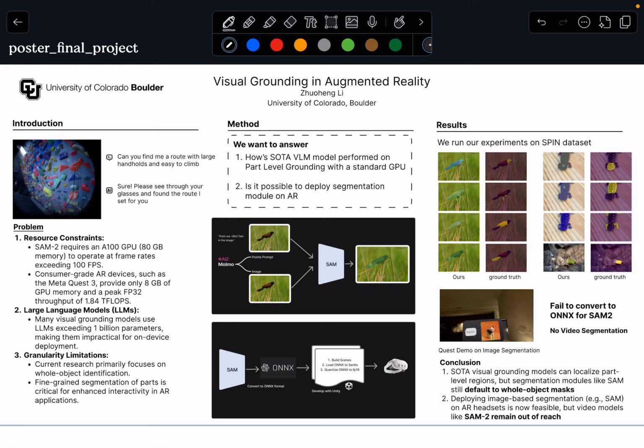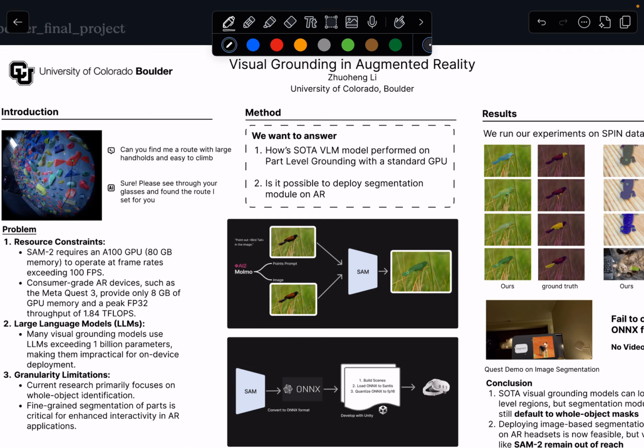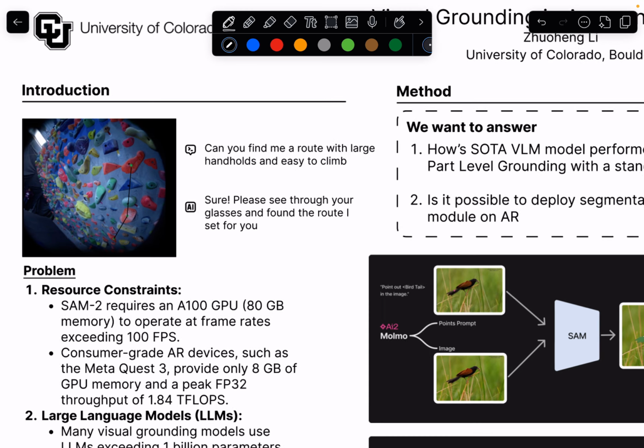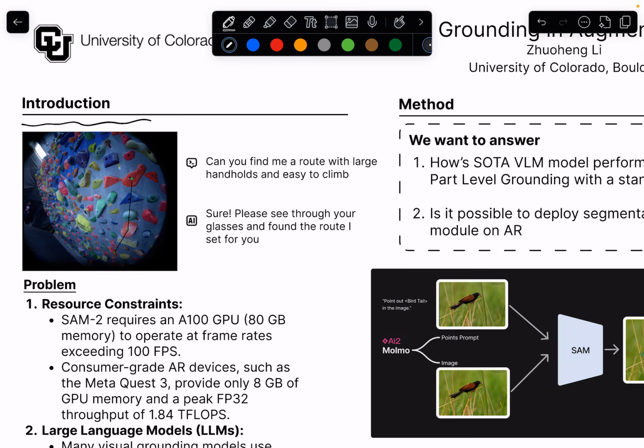In this work, we present visual grounding in augmented reality. To understand visual grounding and how it will be useful in augmented reality, please look at this example. Imagine yourself having AR devices and wearing them while you are bouldering in front of a spray wall, which has no preset route.